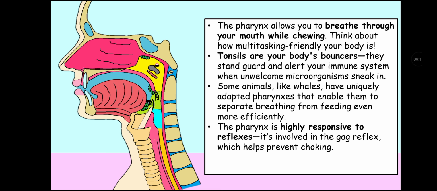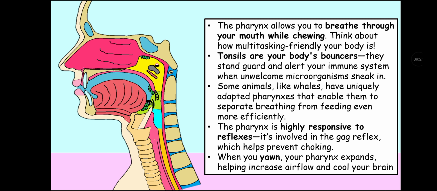Fourth, the pharynx is highly responsive to reflexes as it is involved in the gag reflex, which helps prevent choking. Fifth, when you yawn, your pharynx expands, helping increase airflow and cool your brain.